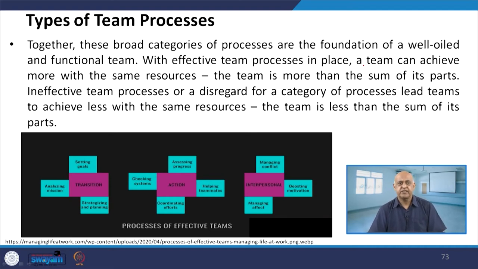So, these are the different processes, that is transition, action and interpersonal, and they will affect our overall team processes. If you want effective overall team processes, we have to focus on these dimensions, and in these dimensions ultimately we will be able to give the results.